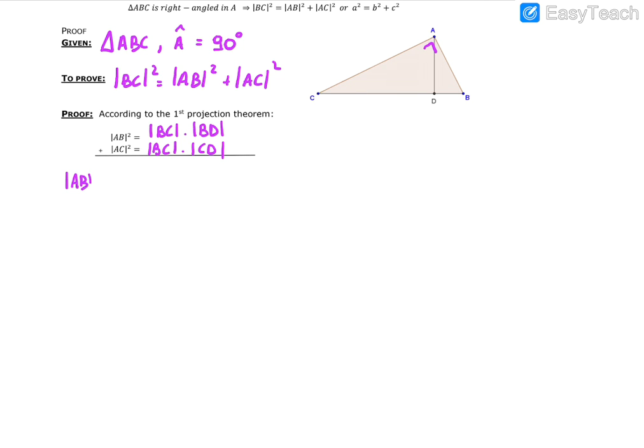On the left side, AB squared plus AC squared. And on the right side, BC times BD plus BC times CD. Now, if you take a closer look at the right side of this equation, you notice that BC is a common factor. It's a factor of this term and a factor of this term. Therefore, I can do this.